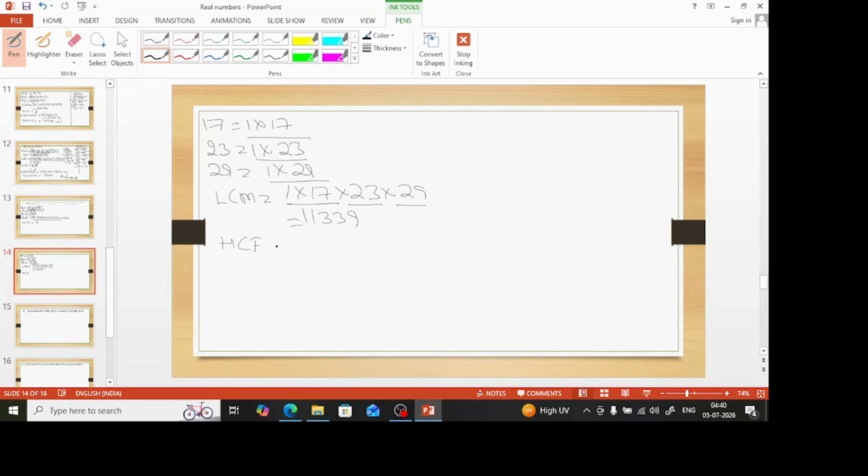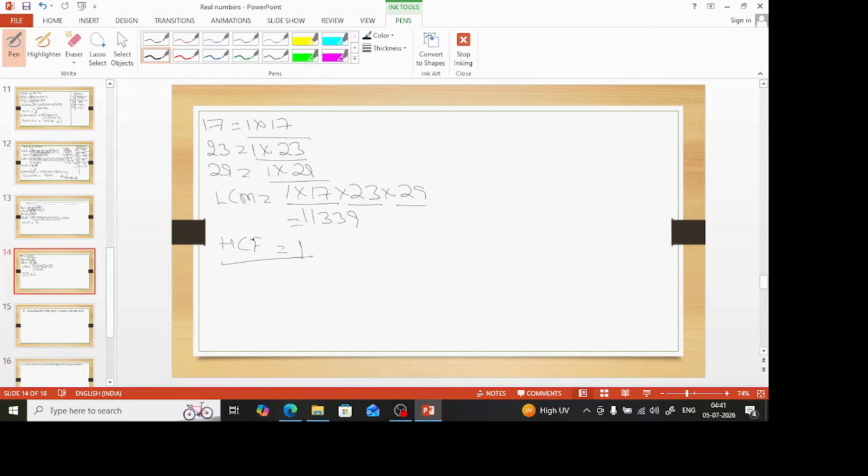Now HCF. Now you will understand why I have written 1 here. Otherwise 1 is not required, but I have written it because HCF is 1 here, since 1 is the common factor. These three numbers are divisible by 1. So HCF is 1, and 11339 is divisible by 17, 23 and 29, and 17, 23 and 29 are divisible by 1. So HCF is 1.